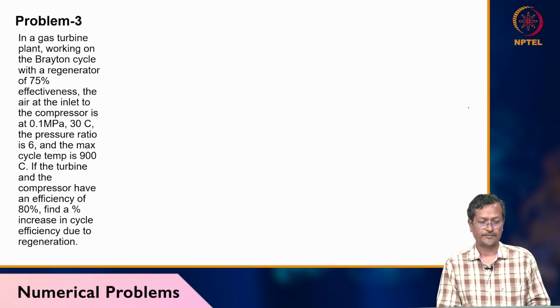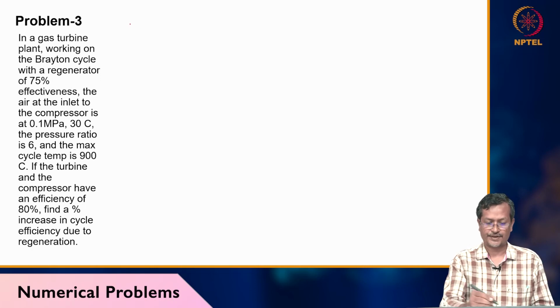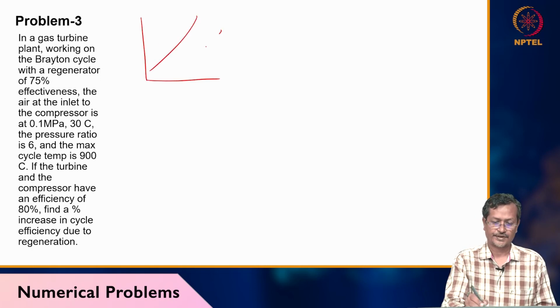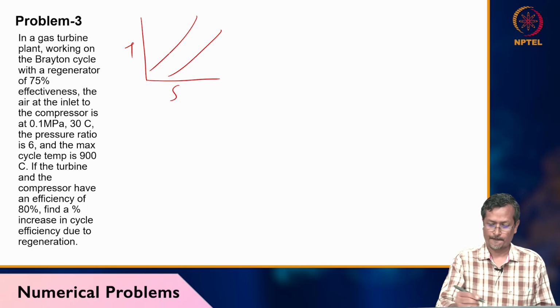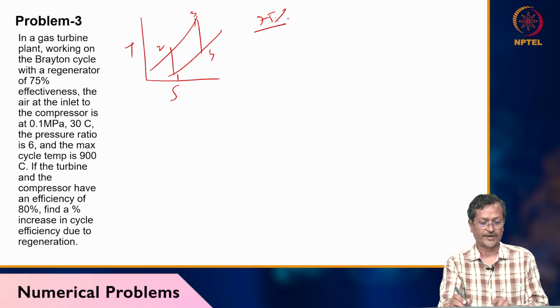So you see another problem. In a gas turbine plant working on a Brayton cycle with regenerator, you draw the TS diagram, 1, 2, 3, 4. Brayton cycle with regenerator efficiency 75%, that is, regenerator effectiveness is 75%.